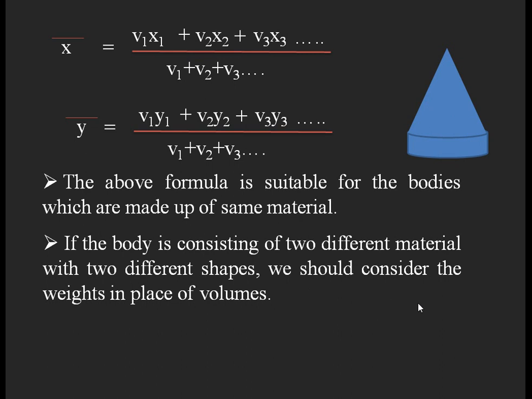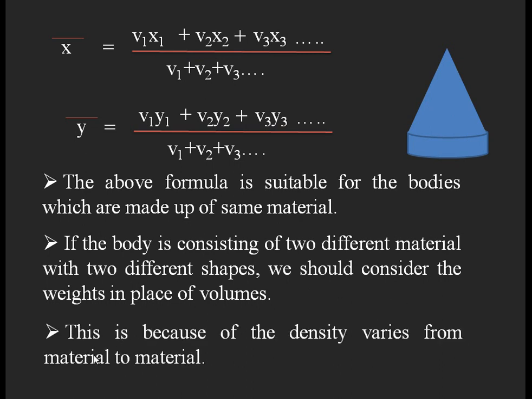Why we need to consider this is because the density varies from material to material. Due to the variation in the density, the center of gravity location varies. So based upon that, in place of the volume we need to consider the weight of the individual shapes of the solid body for finding the center of gravity. So here assume this is a body which has a cone of different material and a cylinder of different material.